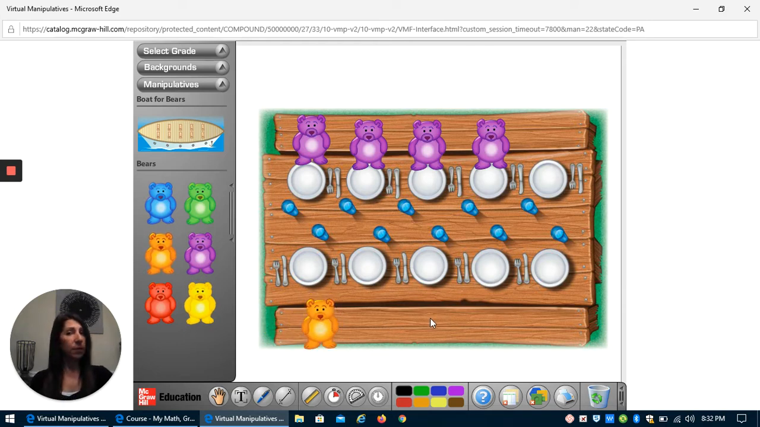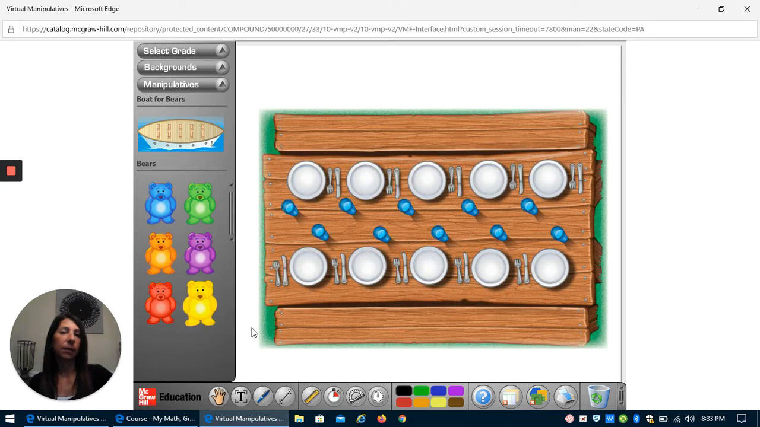1 of their orange friends came to join them. How many bears do we have all together? Let's count. 1, 2, 3, 4, 5. Nice job. Let's write our addition sentence here. So we had 4 purple bears plus 1 orange bear equals 5 bears altogether. So our addition sentence here is 4 plus 1 equals 5.